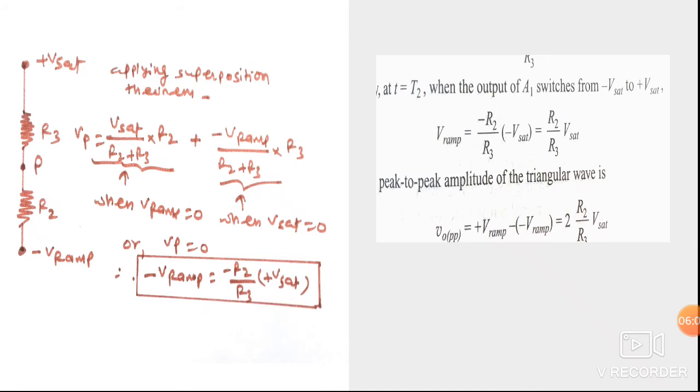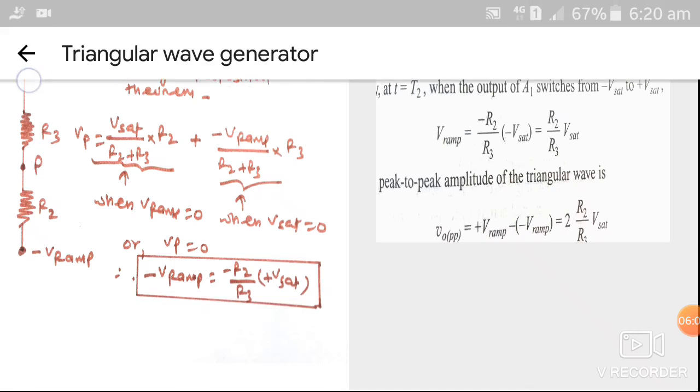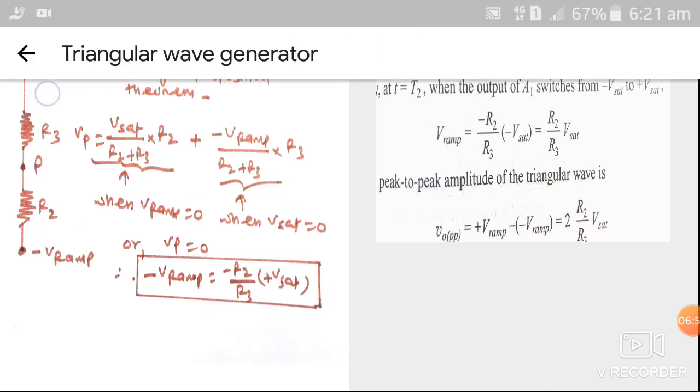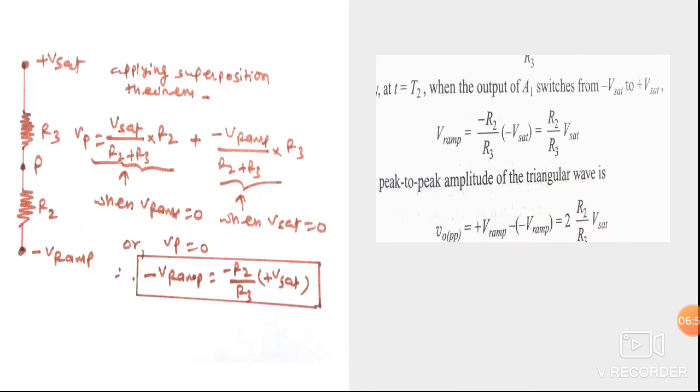I have drawn the circuit here. This is plus Vsat, this is R3, this is R2, this is minus V ramp, and this is the point P. Applying the superposition theorem, that is, operating one source at a time and killing the other source, when V ramp is 0, the potential of point P is given as Vsat divided by R2 plus R3, into R2, because this point is at zero potential.